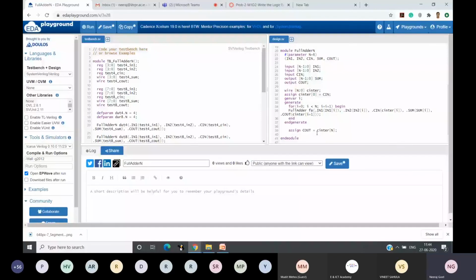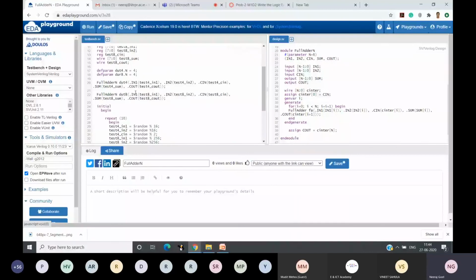Whenever I'm creating the instance, I can declare how many input wires there would be for that module. So here, for example, now I am creating a test bench. I have created two instances of this n-bit adder. One, I am creating DUT4, which is a 4-bit adder. Another, I am creating DUT8, which is an 8-bit adder.